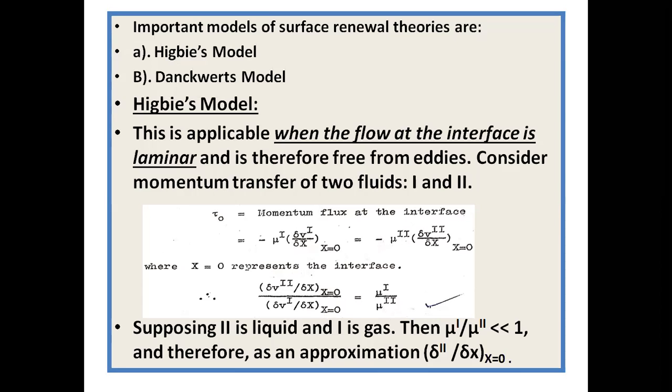If you reverse, 1 is liquid and 2 is gas. In that case, this should be mu double I divided by mu I. Now, in this case, mu 1 by mu 2 is much smaller than 1, and therefore there is an approximation del v by del x for x equal to 0. That means x equal to 0 indicates that at the interface all the reactants as well as products are there. They have not covered any distance.